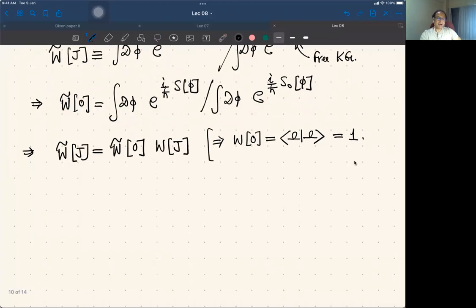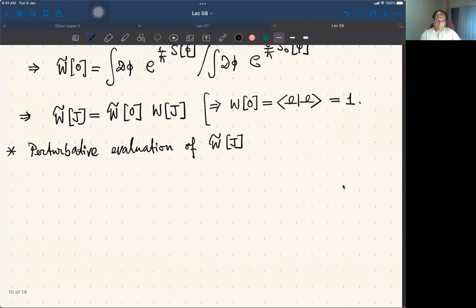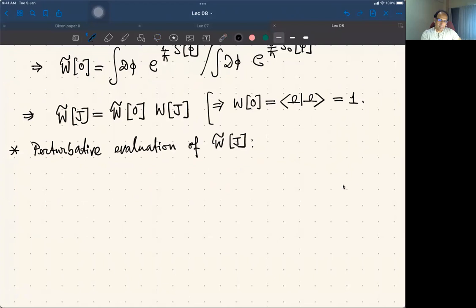Now I will describe a perturbative evolution of W tilde j, and that will take us eventually to the calculational tools for Wj. Perturbative evaluation of W tilde j. So apply that trick that I said earlier for W tilde j.